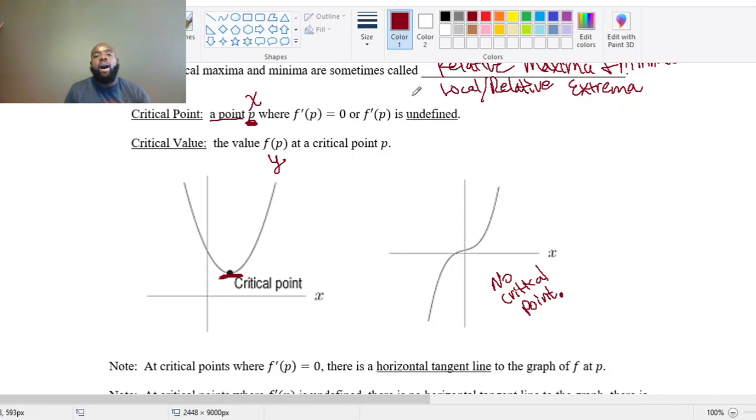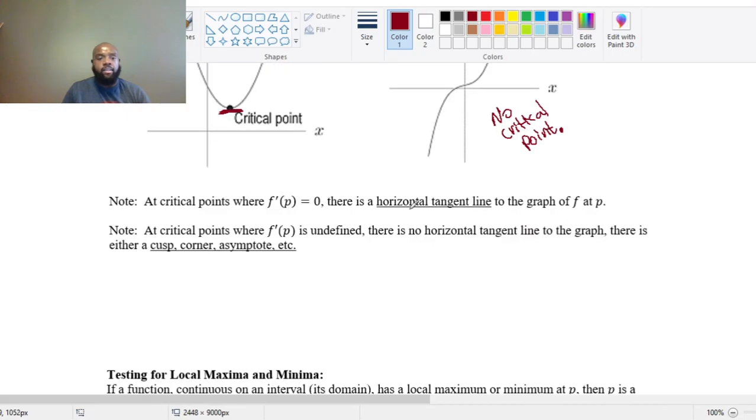Let's talk about the other cases where your critical points are going to occur, where your function has a derivative that's undefined. All right, and so here, that's the horizontal tangent line situation I was just talking about. The undefined thing, right? At critical points where f prime of p is undefined, there is no horizontal tangent line to the graph. There is either a cusp, a corner, or an asymptote, or something else where your derivative would not be defined. And let's talk about these scenarios here, all right? Because we haven't talked about these types of functions here.